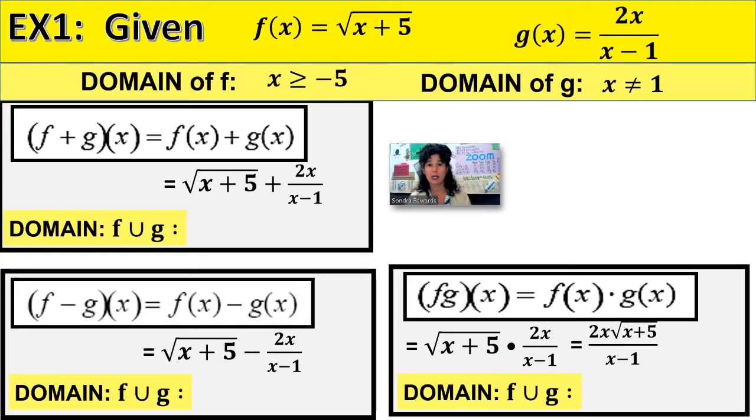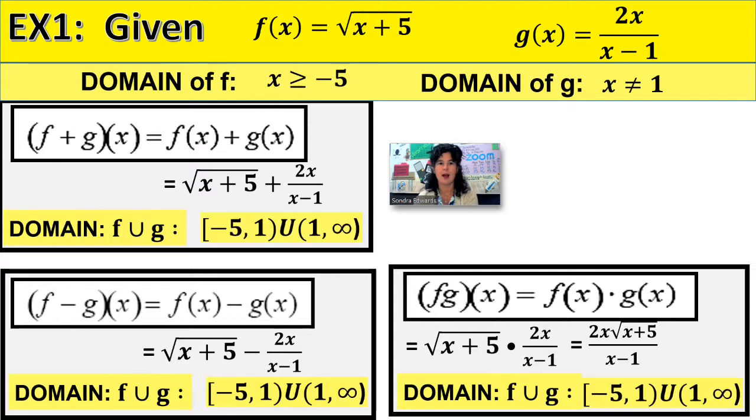So if I want to combine those, I'm going to use numbers that are -5 and larger, but I'm not going to use the number 1, well, then I'm going to use -5 through infinity and just leave out the number 1. So my final answer for all three of these, the domain of the sum, difference, and product of these functions, is bracket -5 through 1, parenthesis to leave out 1, union, parenthesis 1 to leave it out, through infinity.